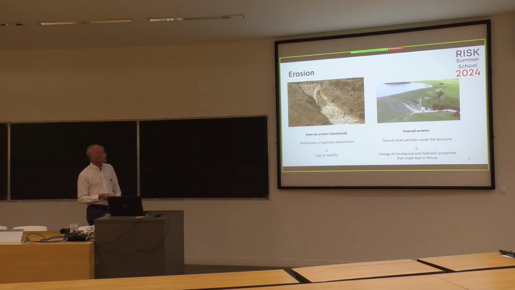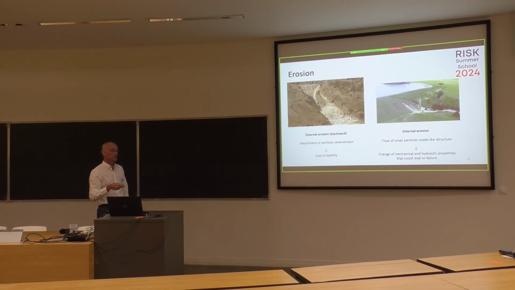Another weakness of dams and dikes is erosion. So there are at least two types of erosion. What we call the external erosion: the water goes over the crest, and because of its energy, will detach particles downstream, and gradually we have a loss of stability that could lead to the failure of the dike. Or the internal erosion process.